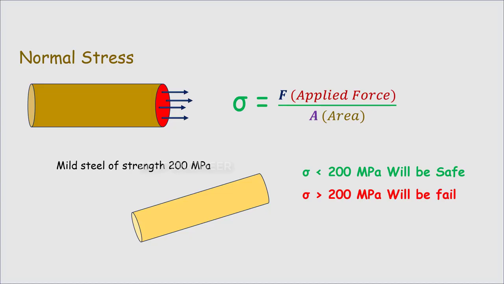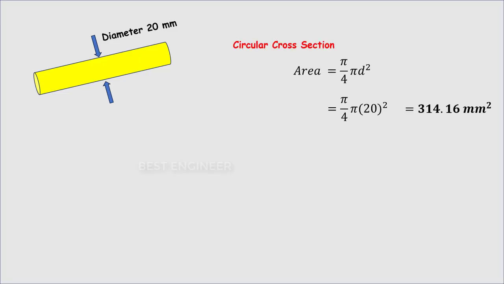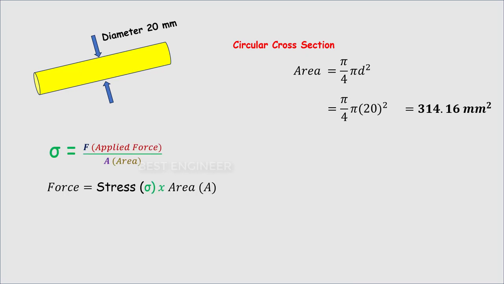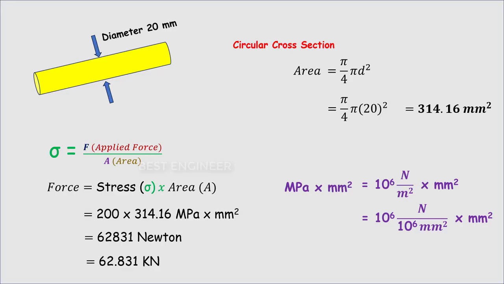For example, for a shaft of diameter 20 mm, its cross-section area will be 314.16 square millimeter. Now the force is equal to the stress times area. That is 200 times 314.16 is equal to 62,831 Newton, which is 62.83 kN. Unit conversion: 1 megapascal is equal to 10 power 6 Newton per square meter, and the square millimeter is the unit of area. Therefore, the unit of the force is Newton.